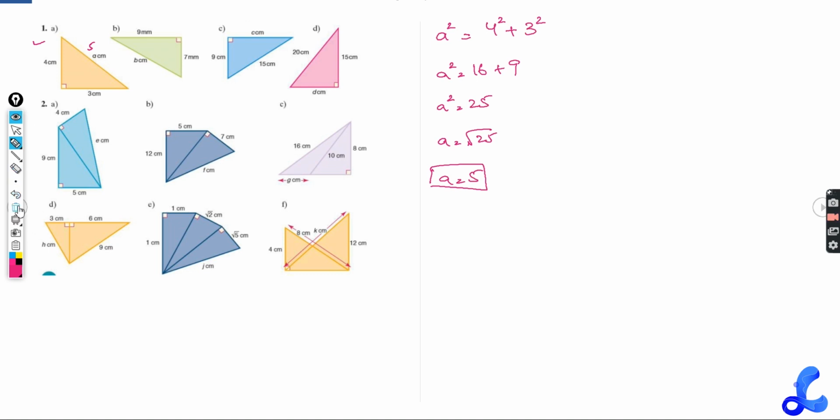Okay, let's do one more question, this time a bit more challenging. So let's do this one. I feel this is the most challenging one, and to be honest, this is the longest one as well. Now over here what you need to do is find out the side j, but in order to find out side j, you will first need to find out this side, and then you'll find out j.